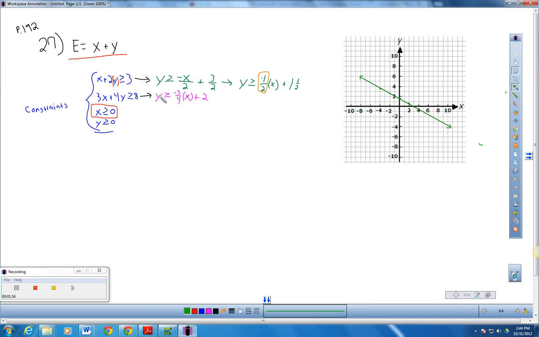Alright, next we have, I solved for y right here in 3x plus 4y is greater than or equal to 8. Go ahead and pause.